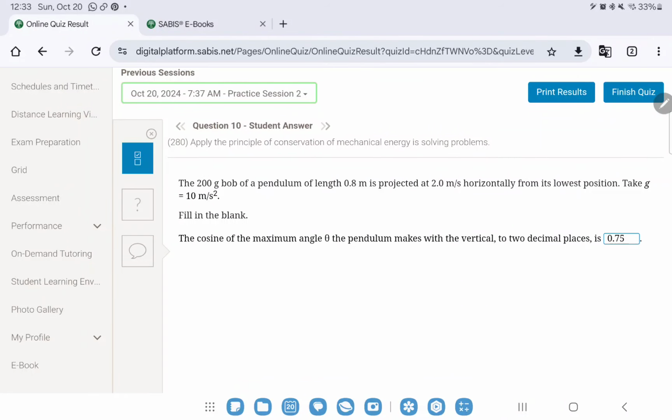Okay, so this question, it's not really a concept we took in class, but it's not that hard to solve either. So what we do is we read the question.